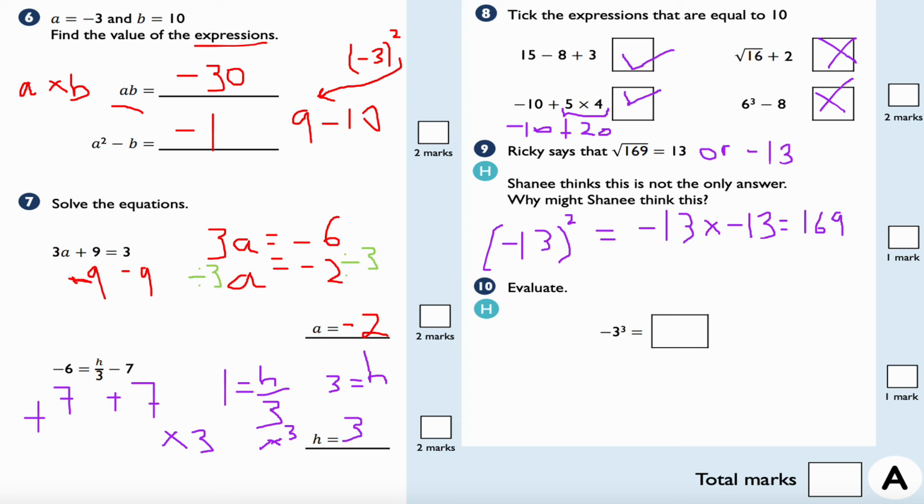This is question number 10. Evaluate -3 to the power of 3. Well, that just means -3 times -3 times -3. And that gives me an answer of a negative, because I've got negative times negative, which is a positive, times a negative, which is a negative. 3 3s are 9, times 3 is 27. So the answer we get is -27.